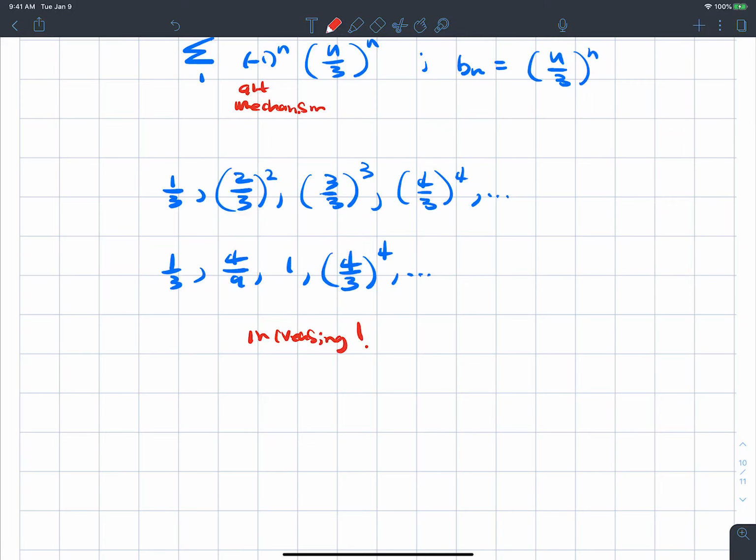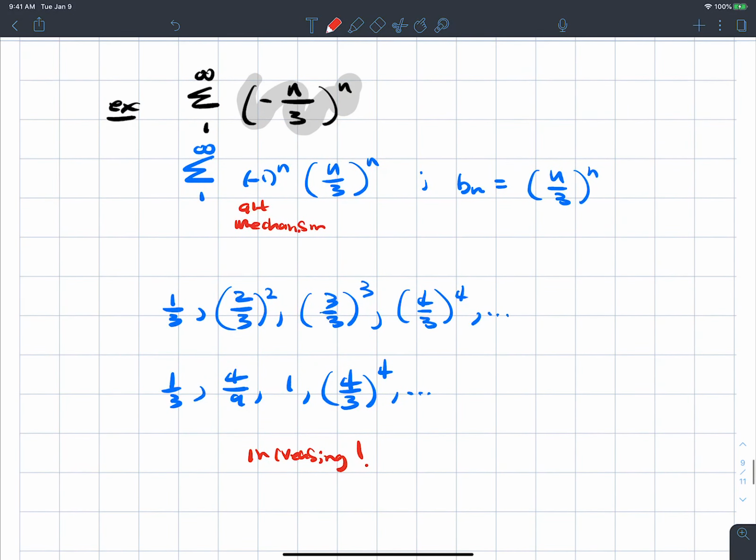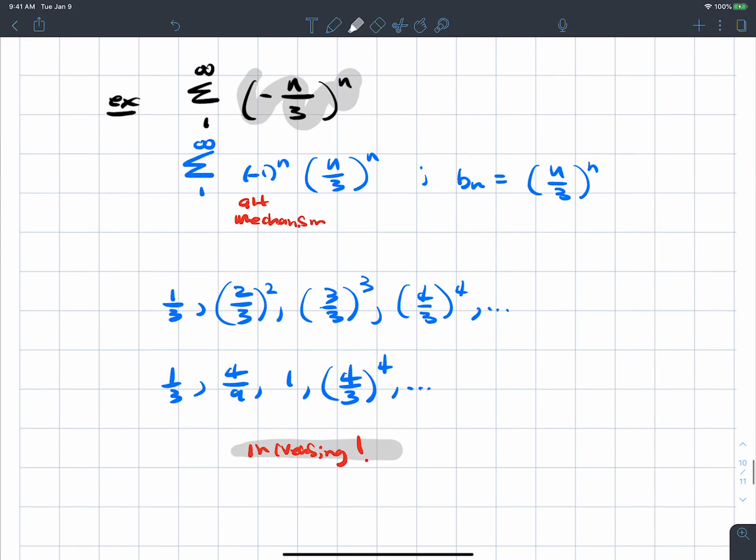We can't use the alternating series test. This is increasing. I wonder why they gave it to us. Well, because this isn't just about the alternating series test. It's really also about the test for divergence. They're trying to link these two together for you guys. So this is increasing. It's not decreasing, right? You went from 1/3 to 4/9 to 1 to more than 1 to the fourth power, and that's getting bigger forever. This is increasing, these terms.